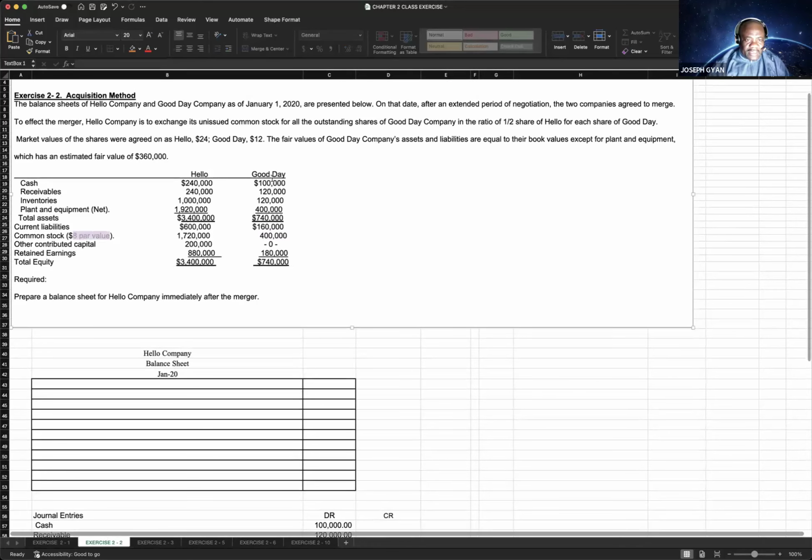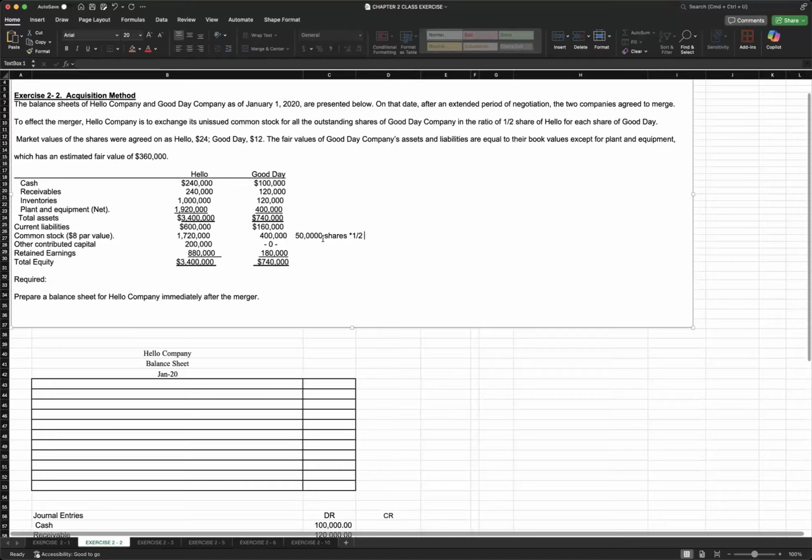It means Good Day's share is 50,000. They have the what? 50,000 shares. Don't worry. But we are exchanging 1/2 of our share for their 2. So divided by the what? Or multiply, divided by 2, right? Or multiply by the same 1/2. That gives us the 25,000 shares.